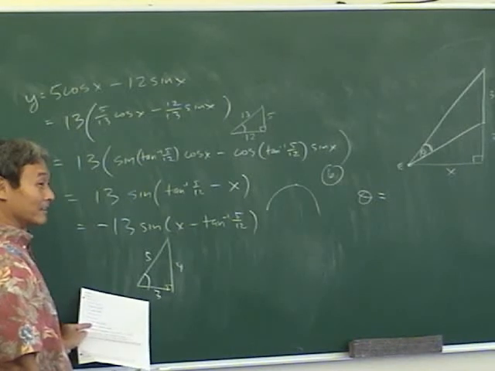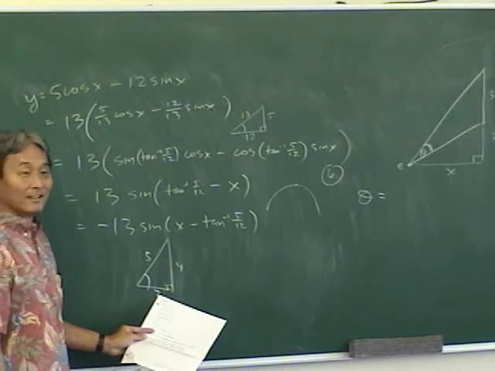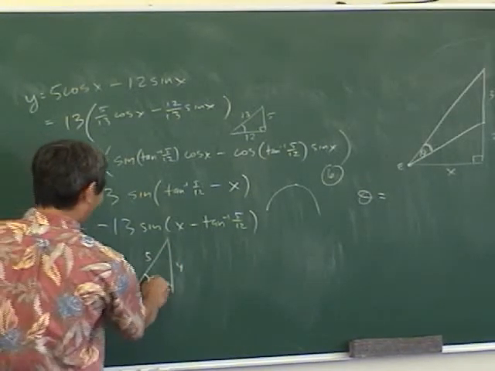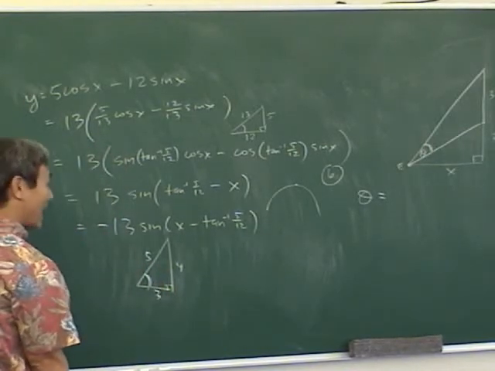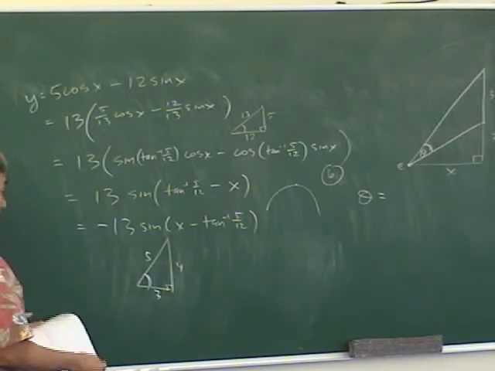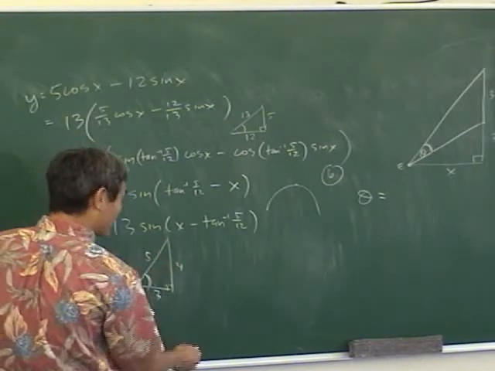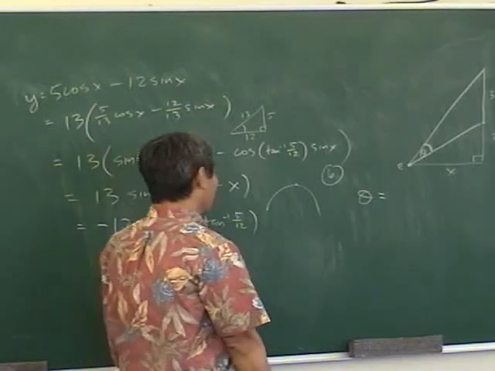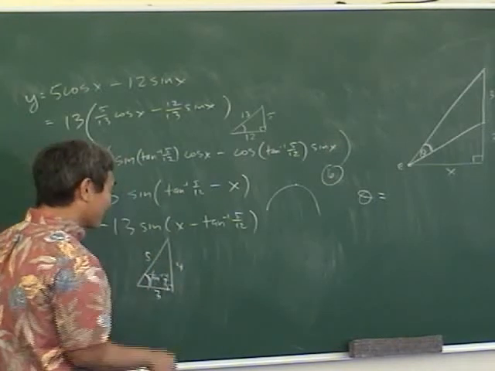36.9. 53.1. No, that's approximations! Anyway, that's 36.9. This is the 53.1. What is the exact measurement of that angle? Tan inverse 4/3, or cotan inverse 3/4, or sine inverse 4/5, or cosine inverse 3/5. Okay, tan inverse, but just get into the habit of doing tan inverse, that's the best one, right?